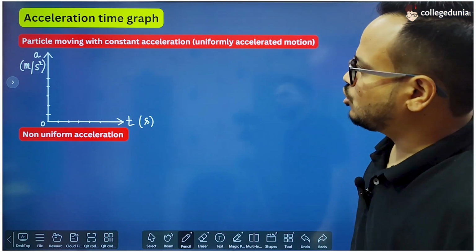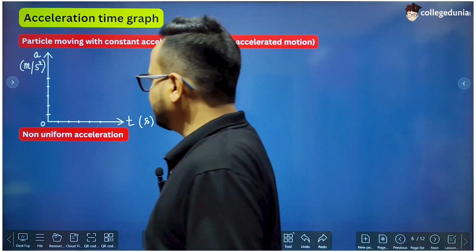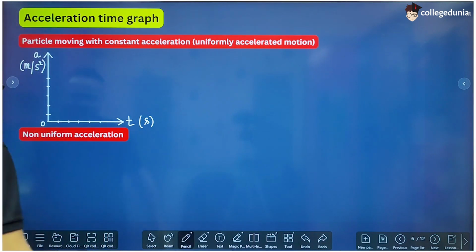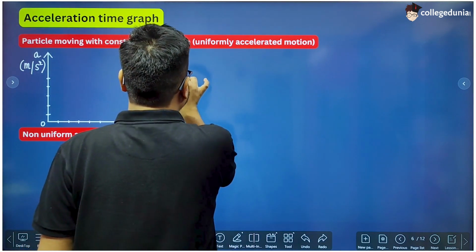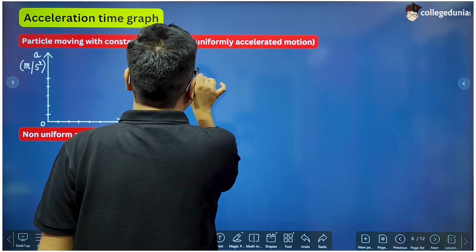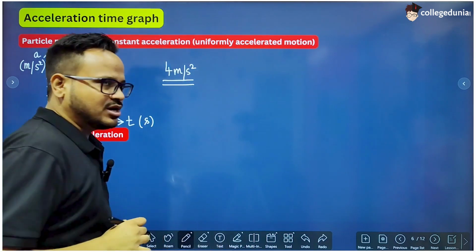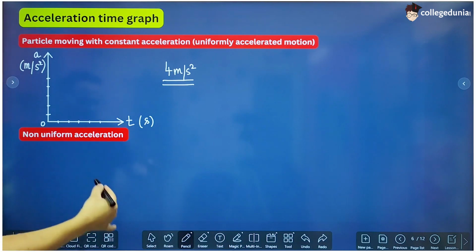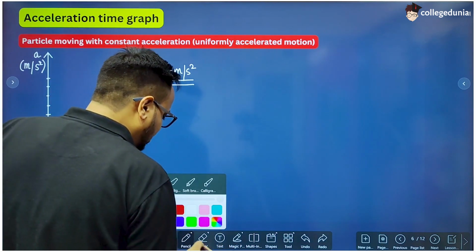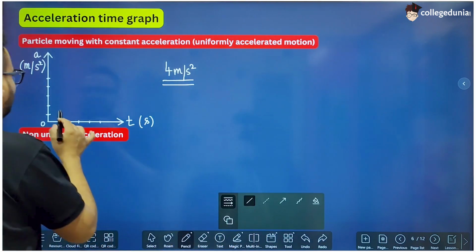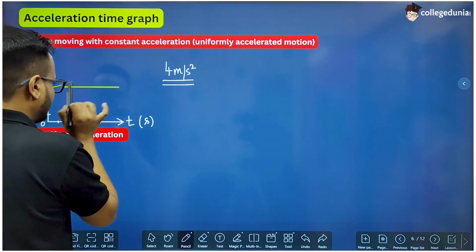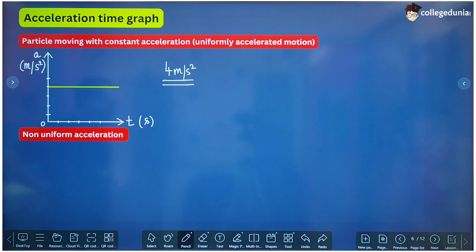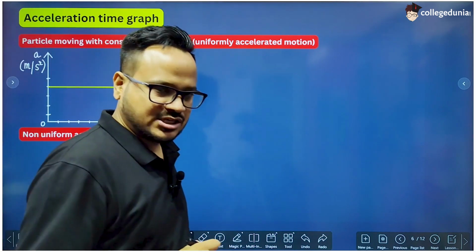so how we are going to draw the graph of this particle? If the particle is moving with constant acceleration, let us say the acceleration of the particle is 4 meter per second square. If the acceleration of the particle is 4 meter per second square, then obviously we have to draw the graph of a constant function which has a fixed value of 4 units. So 1, 2, 3, 4. So this is the acceleration time graph when the acceleration is 4 meter per second square.